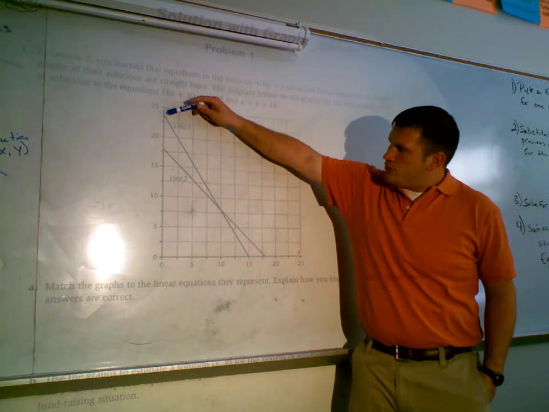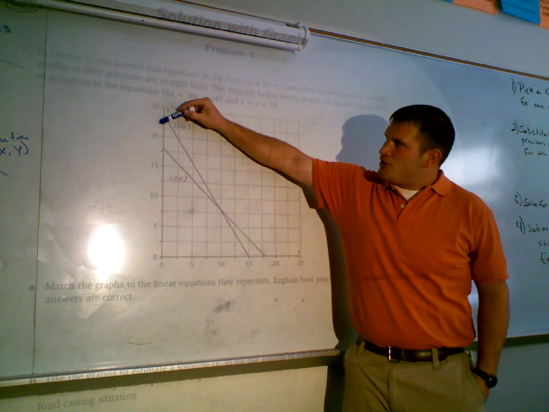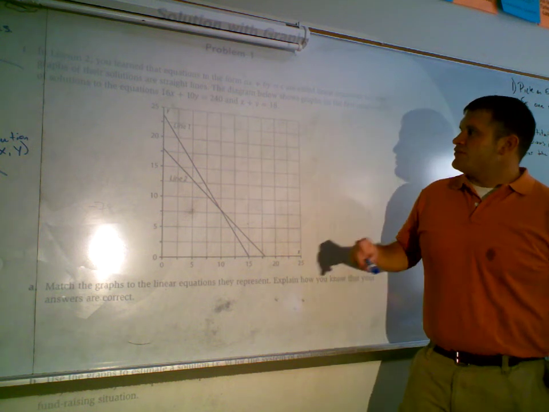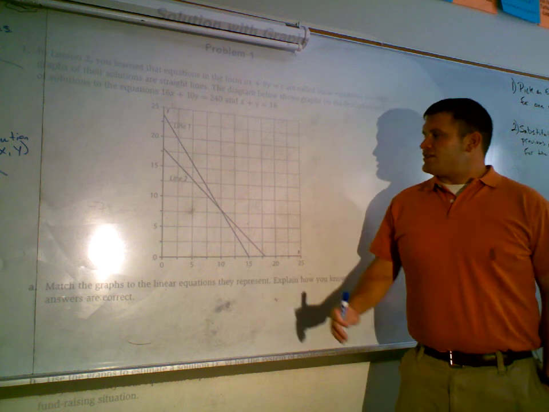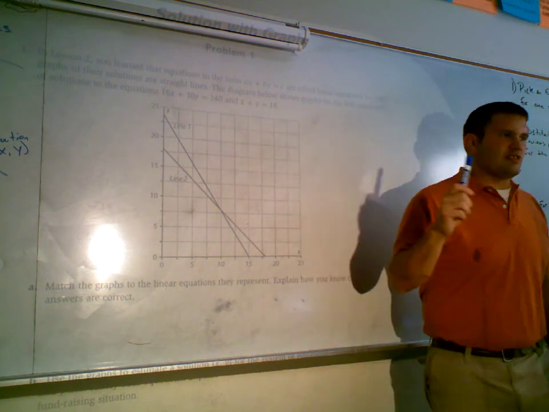So line 1 starts somewhere between 22.5 and 25 and ends down here at about 15, right? Which one do you guys think is line 1? 16x plus 10y equals 240 or x plus y equals 18?